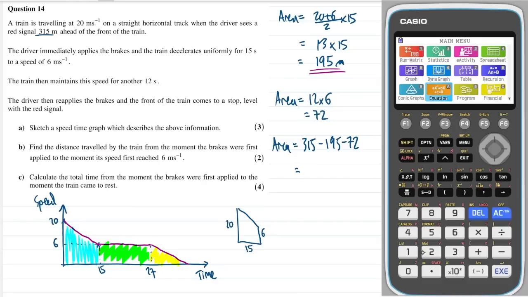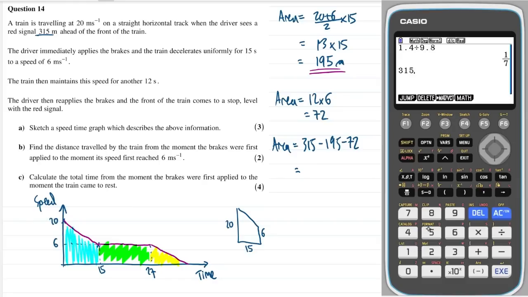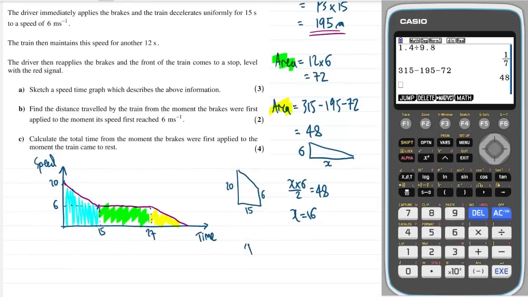And that is equal to 315 minus 195 minus 72, which is 48. Just so we're clear, that's the yellow area, that was the green area, and that's the blue area. And 48 is a triangle which has a height of 6 and base unknown. So base times height divided by 2 is equal to 48. So 96 divided by 6 is 16. So x is 16. So that distance is 16 seconds. Add it to the 27 seconds, gives me a total time of 27 plus 16, which is 43.